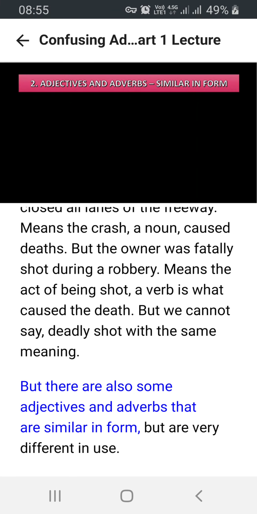But there are also some adjectives and adverbs that are similar in form, but are very different in use.